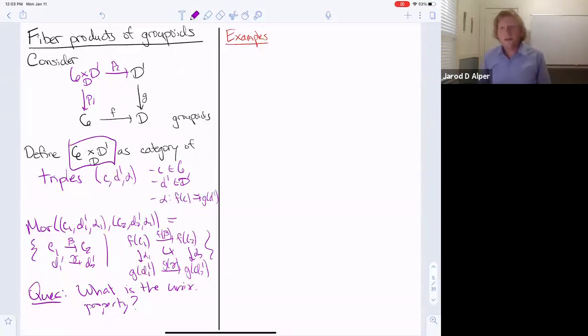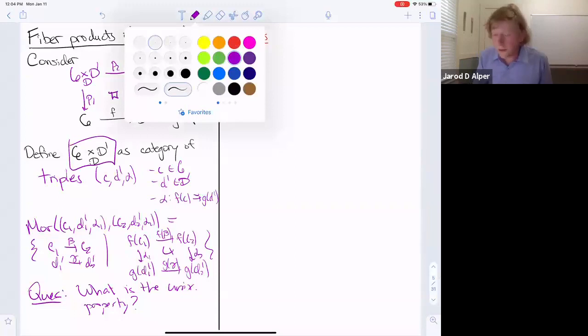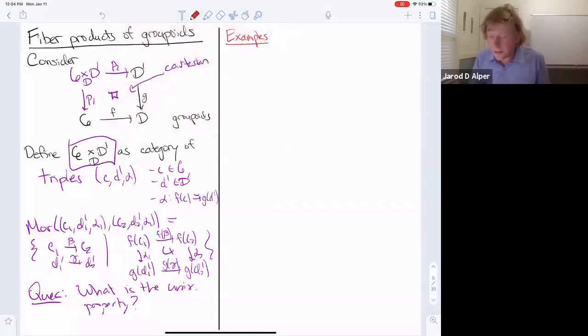We're getting into some of the new technical difficulties dealing with categories. Right, and then if you do have this as a fiber product, you'd want to say that this is a Cartesian diagram. So let's think about some examples.